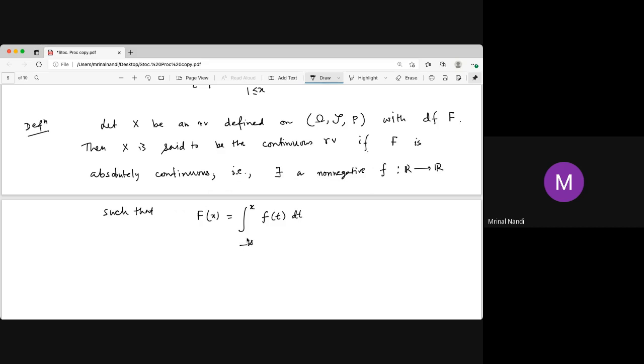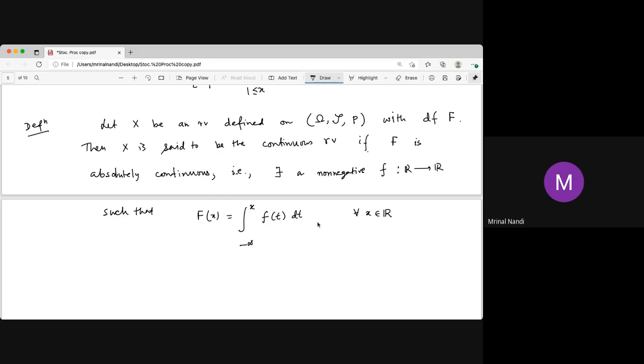So once I can write a function as an integration of another non-negative function, then it is called absolutely continuous. It is an absolutely continuous function with this extra property that there is one more function f. Capital F is the distribution function, and the small f is the PDF, or probability density function, for all x belonging to the real numbers.